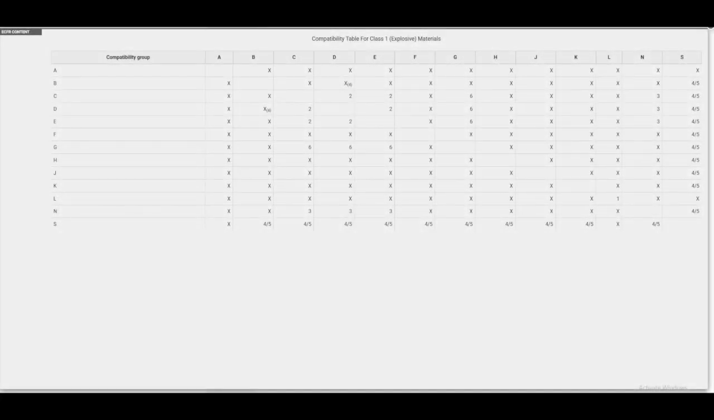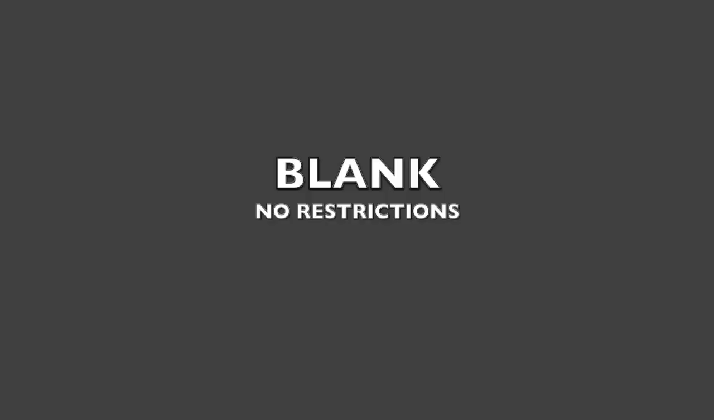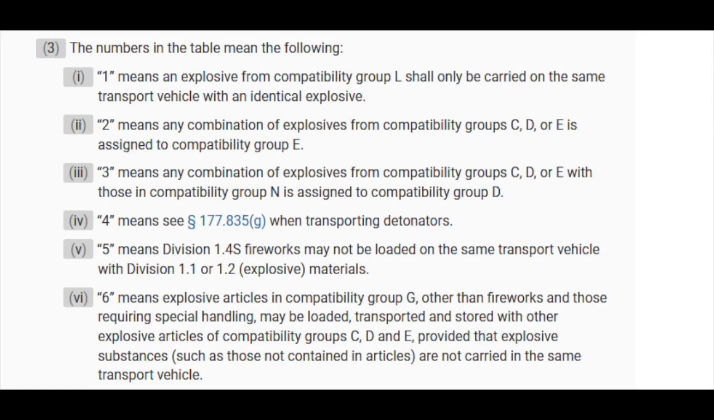Now we're not going to get too deep into the explosives materials compatibility chart, but just taking a look at it, you're going to go with the compatibility group type on the left versus the compatibility group type on the top. If it's blank, the same rules apply. You can load it together, can be on the same skid. If you see an X, that means these cannot be transported together in the same column. When you're looking at the numbers, you just look up what each number means. 1, 2, 3, or 4, or 5. And here's a little listing of what those mean, but an example would be 1 means an explosive from compatibility group L shall only be carried on the same transport vehicle with an identical explosive.